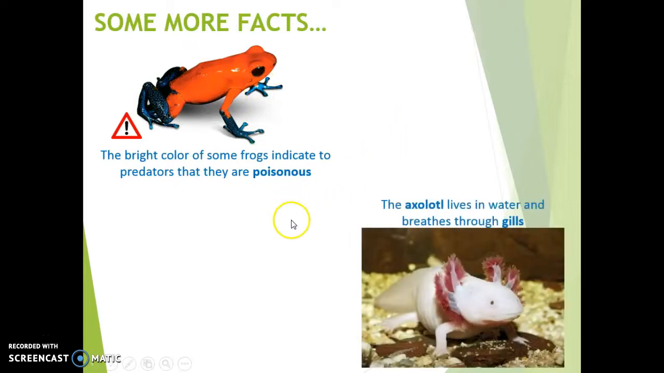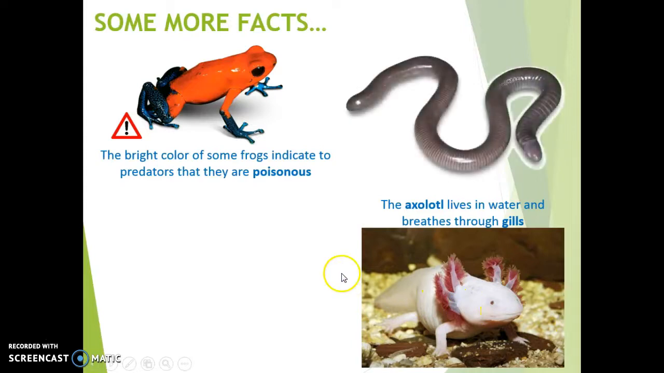Another interesting thing, for instance, there is a kind of amphibian which is called the axolotl, which lives in water and it breathes through gills. So when they become adult, they don't lose the gills. You can see them here. They have external gills. This is a very curious amphibian, which is an urodele, because it has a tail and 4 legs of the same length.